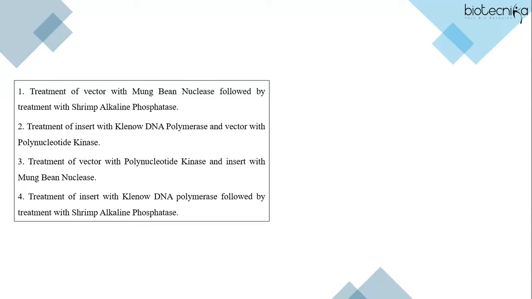Remember the information given in the question, that our insert is blunt-ended and the vector is digested with enzyme EcoR1 which generates sticky ends. As we have studied earlier, blunt end DNA cannot be ligated into sticky ended vector. So both insert and vector have to be either blunt ended or sticky ended. Let's look at option 1. Treatment of vector with mung bean nuclease, which digests the overhang region and converts the sticky ends into blunt ends, followed by treatment with alkaline phosphatase.